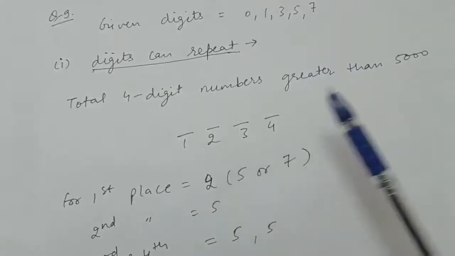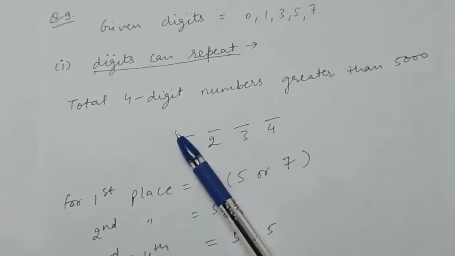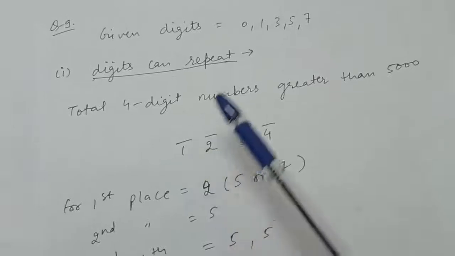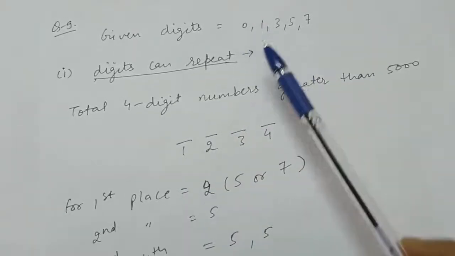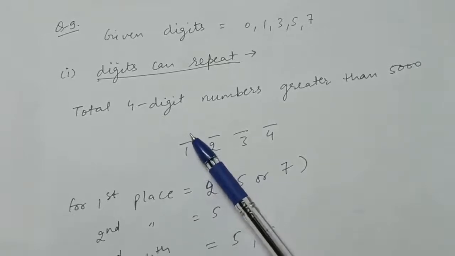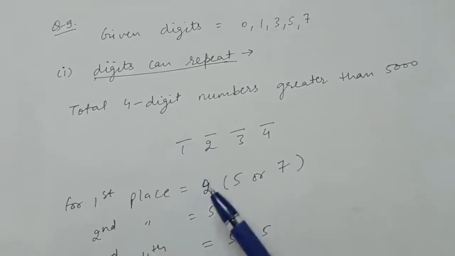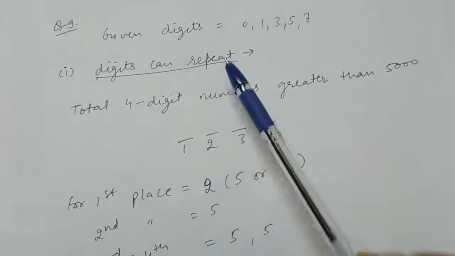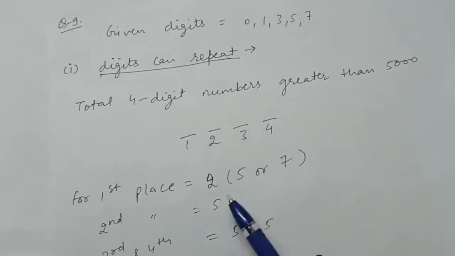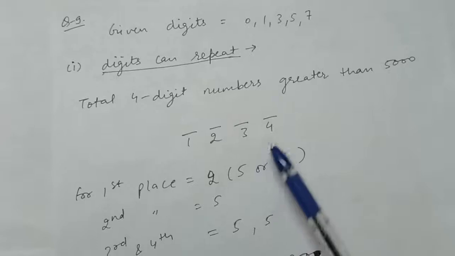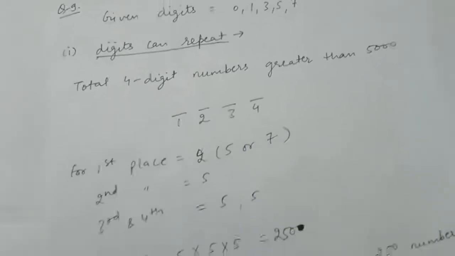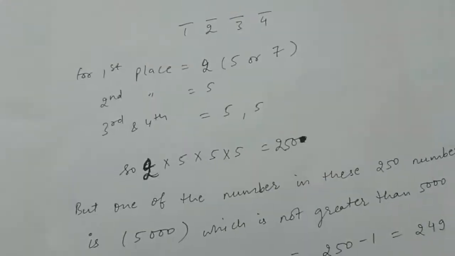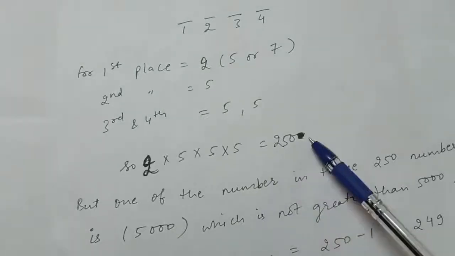Now see, if the number is greater than 5000, so at the first place either 5 can come or 7 can come, right? Because if 0, 1 and 3 come at the first place, then it will not be greater than 5000. So for the first place we have 2 options, 5 or 7. Now because digits can repeat, for the second, third and fourth places we have 5 options, right? So the total cases will be 2 into 5 into 5 into 5, that is 250.